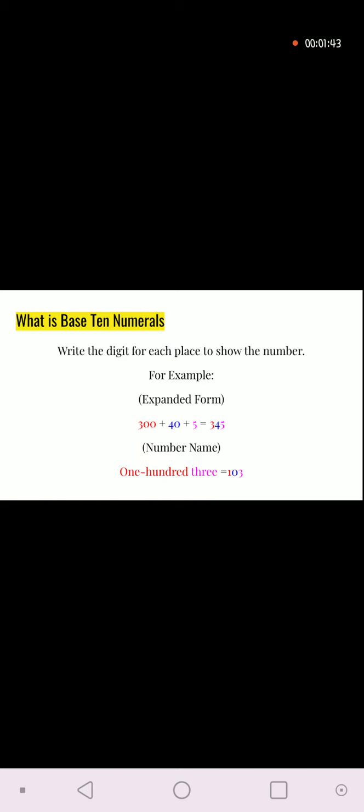What is base 10 numerals? This is where you write the digit for each place to show the number. For example, the number 300 plus 40 plus 5 would have the name of 345. The number name, if we were to write the number out, would be 103.